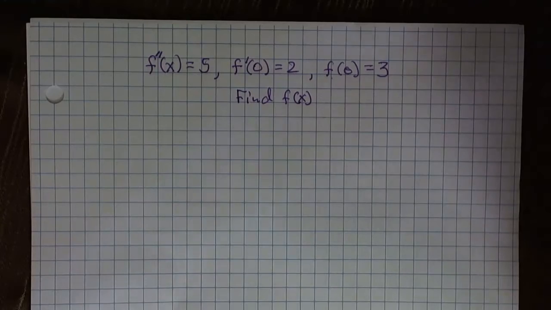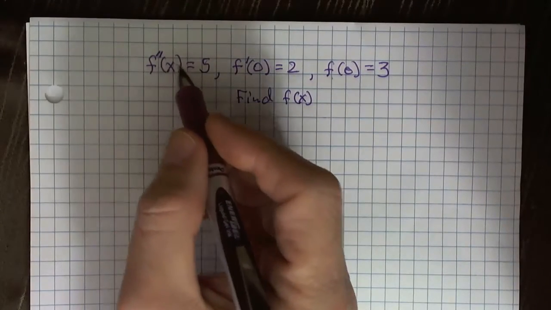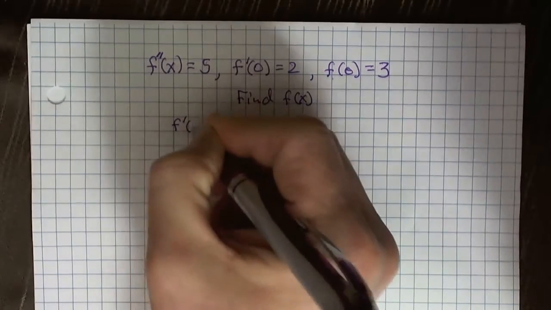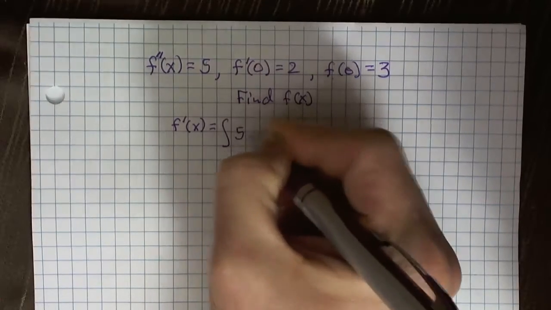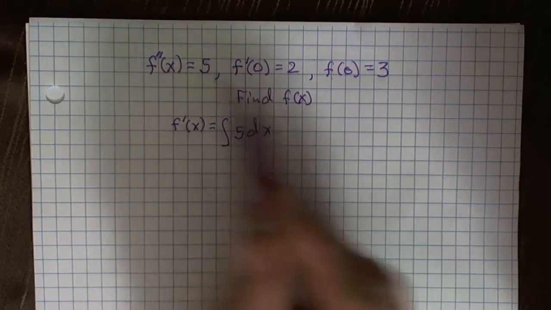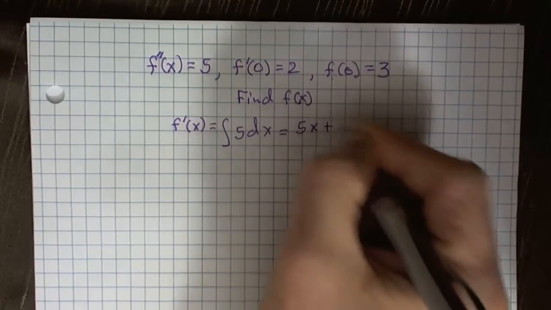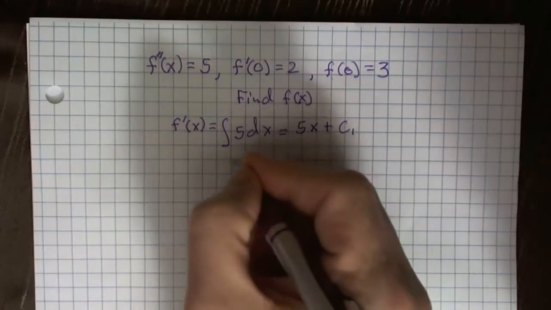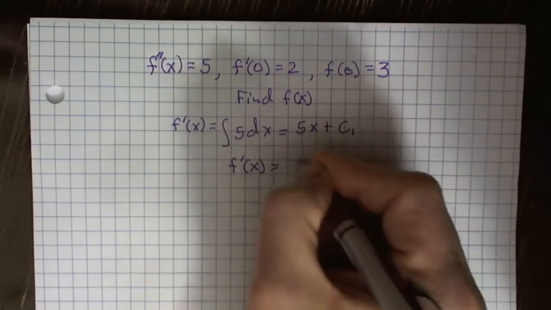Well, here's what we need to do. We need to start with the highest derivative, which is f double prime. And we integrate it. So I know that f prime of x is going to equal the integral of this. See, I just integrate the f double prime, and I get 5x plus, let's call it c1. Now I have f prime of x. See, I'm going backwards.